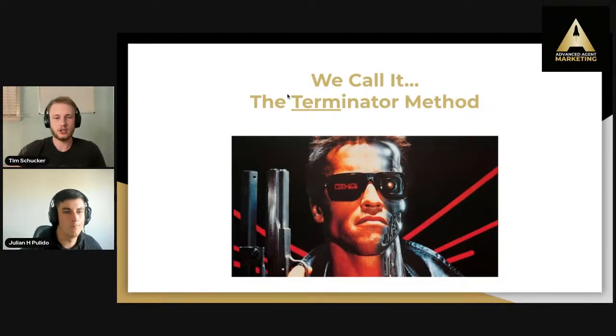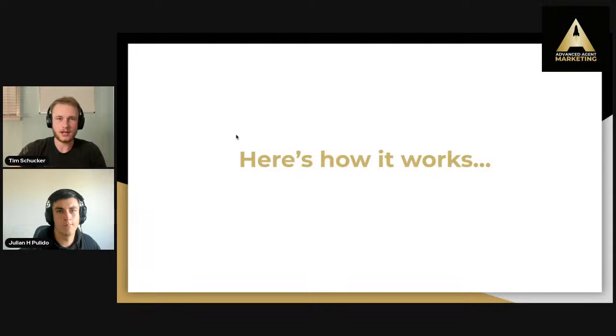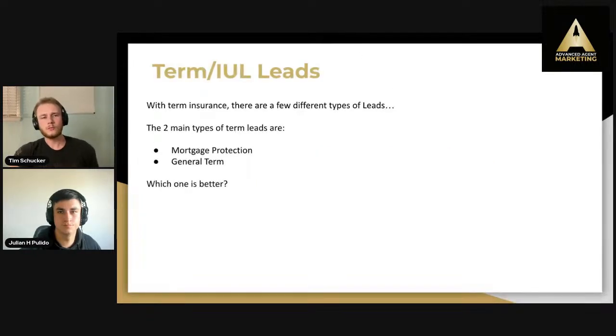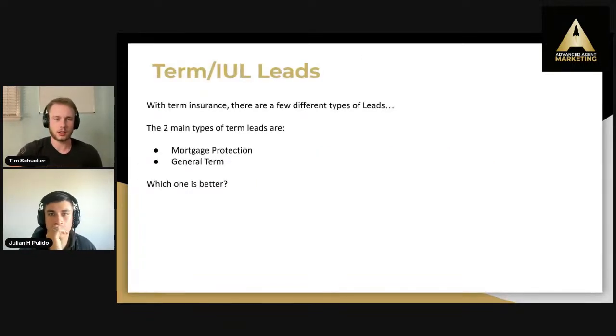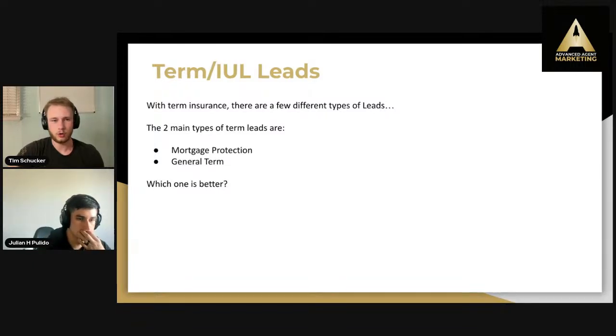So this method is called the Terminator method, and I'm going to show you guys how it works. So who on here is currently selling term or IUL? And we have a lot of people that sell final expense. I know we also got a lot of agents that sell term and IUL. But who on here is currently selling like term or IUL? All right, let's see. See a couple people selling term, one person selling IUL. Cool.